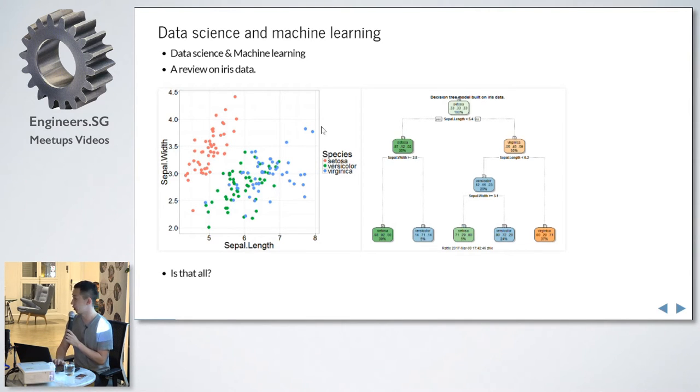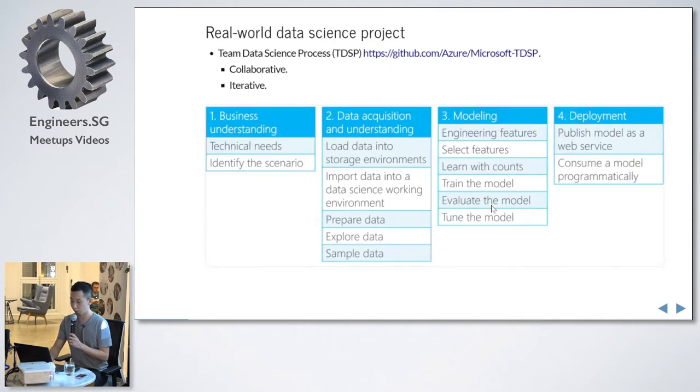So what we usually do with this kind of problem is that we use a machine learning algorithm, for example, here I show we can use a decision tree, right? And the decision tree will take the input data, the new input data, and try to classify it into maybe one of the species of the iris. But my question is, is that all? Is data science just as simple as this? Actually, the answer is no.